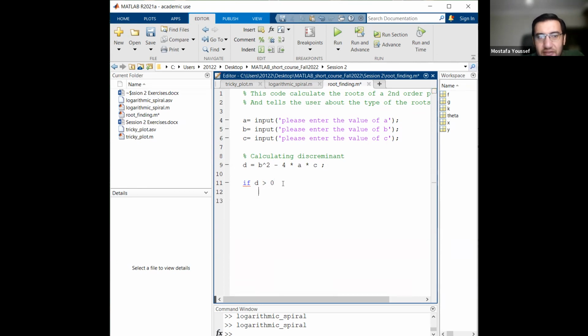When I hit enter, the pointer doesn't go to the beginning of the line. It actually indents a little bit. This is good for readability purposes. It makes your code easier to read. In other programming languages, like Python, for example, this is a must. You have to indent. It's not even an option. In MATLAB, it's up to you. Okay, so if D is greater than 0, I can display a message for the user.